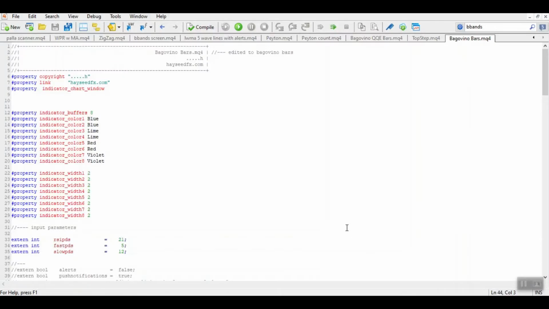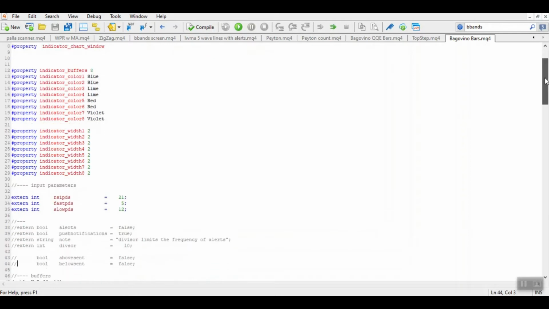Remember, don't use anything that you cannot see the MQ for. Now I had to rewrite it because some of the code has changed over time, but this should compile with any platform. Now I'll upload to enivids site the MQ4 and EX5 both. Bagovino bars. I should have put the link to Forex Factory, and I might put it there.